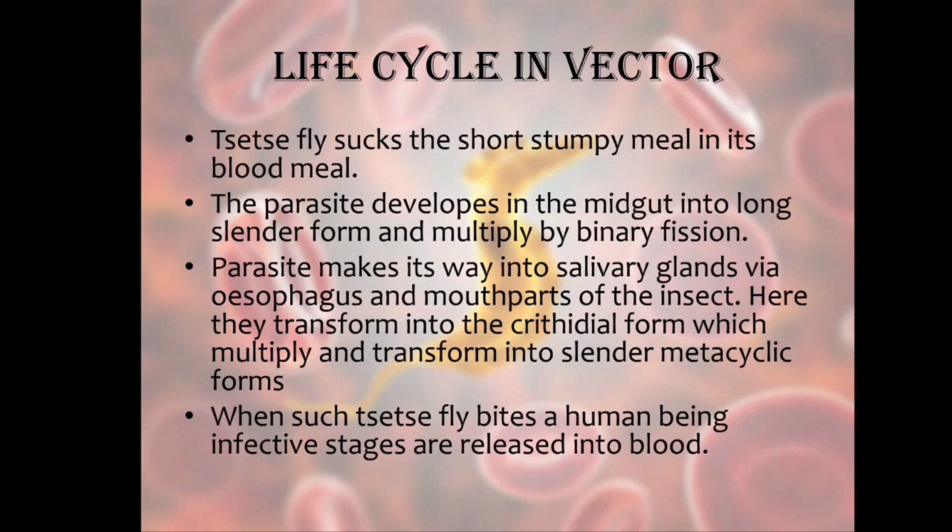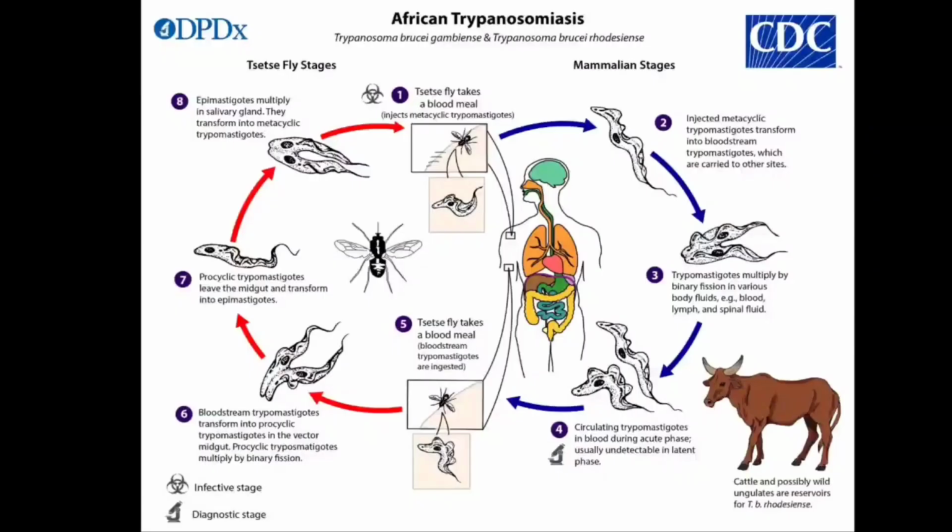These slender metacyclic forms are going to enter a healthy human being when this tsetse fly bites that human being. Now let us have a look at the life cycle as a whole. In the first step, as you can see, the tsetse fly is taking a blood meal from a healthy human being, and this tsetse fly, which was carrying the metacyclic trypomastigotes in its salivary glands, can pierce the skin and inject these trypomastigotes into the bloodstream of the organism, that is the human being. Now the trypomastigotes remain extracellular.